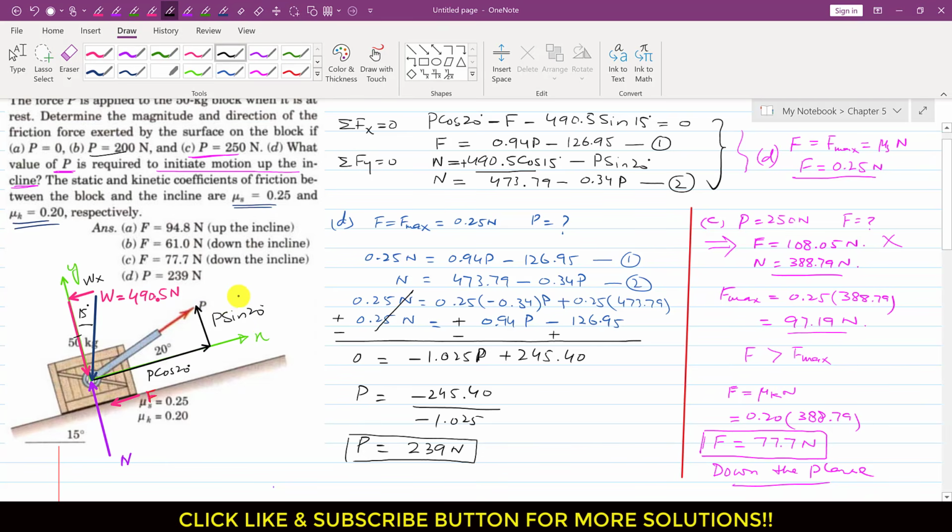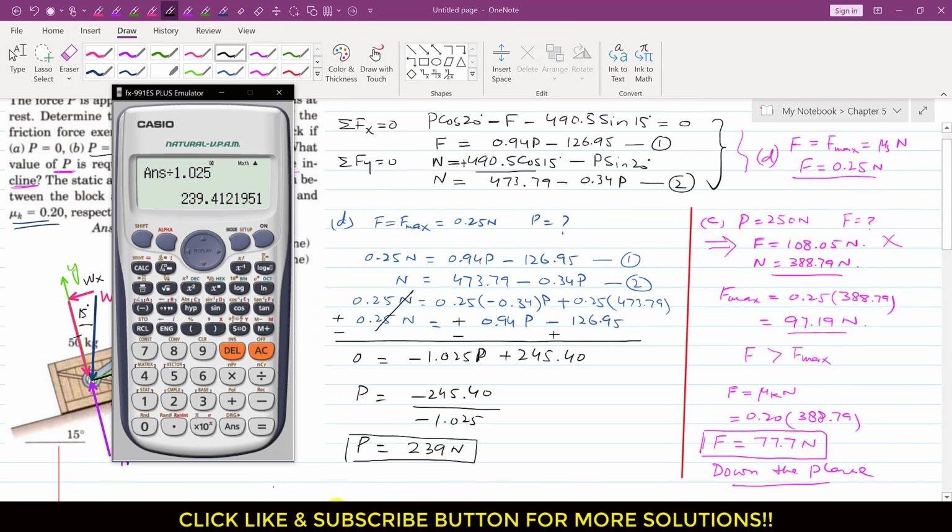So now if this p force is equal to 239 newtons, at that particular instant, this block will start moving up the plane, and at that instant the friction force will be maximum, and that maximum value will be 0.25 n. We can find that n value from this equation since we know p. It's not part of the solution, but if you want to find that f max, we can find it using this equation 2, since now we know the p value for f max, right?